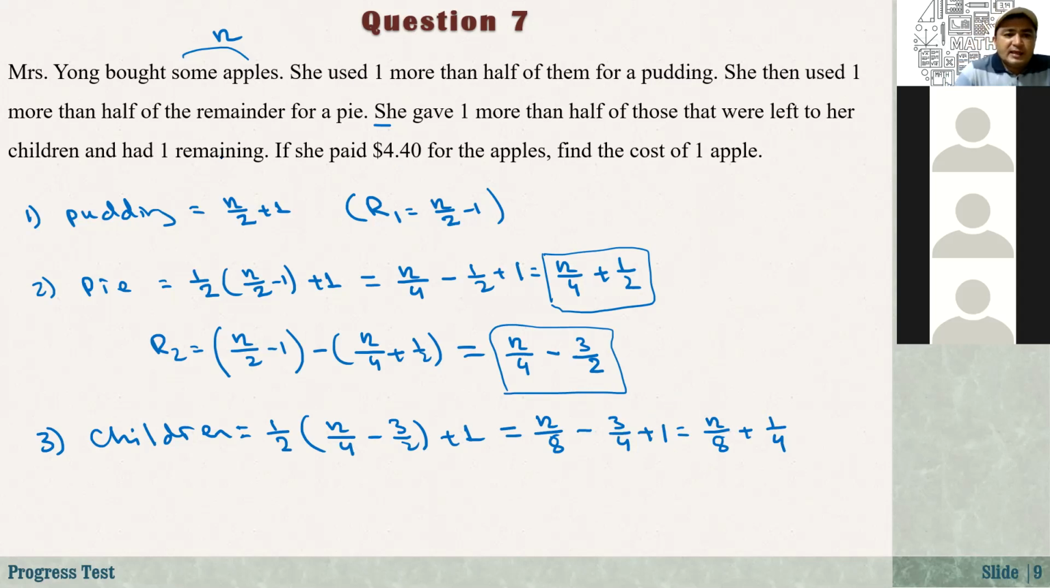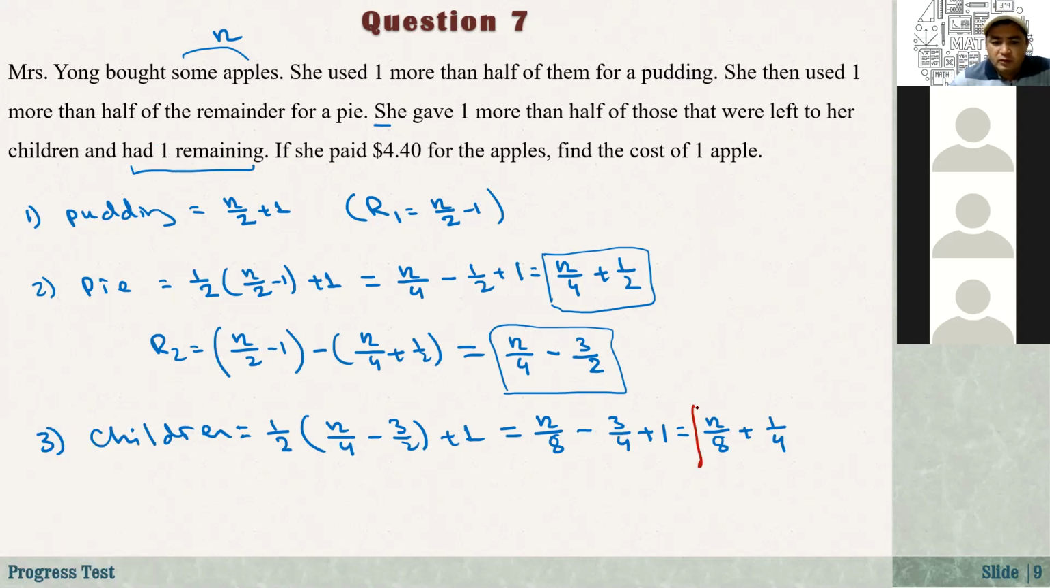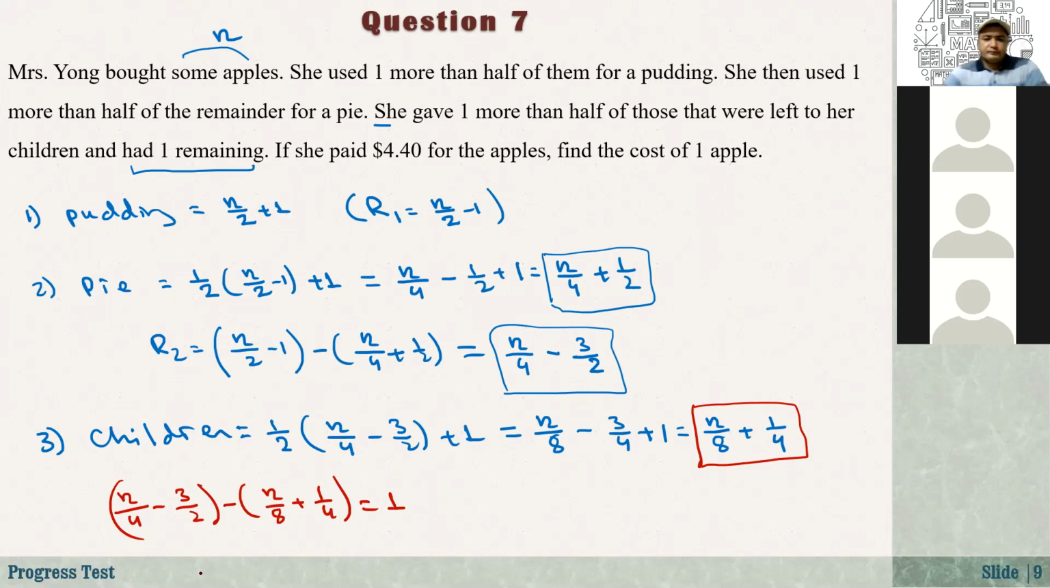And the last part says she had one remaining. So that means, let me change the color to red. So that remaining one, right? Actually, this one is for the children. And the remaining is, what is it? She had n over 4 minus 3 over 2. And also she gave some apples to the children. That is n over 8 plus 1 over 4. So that is equal to 1.